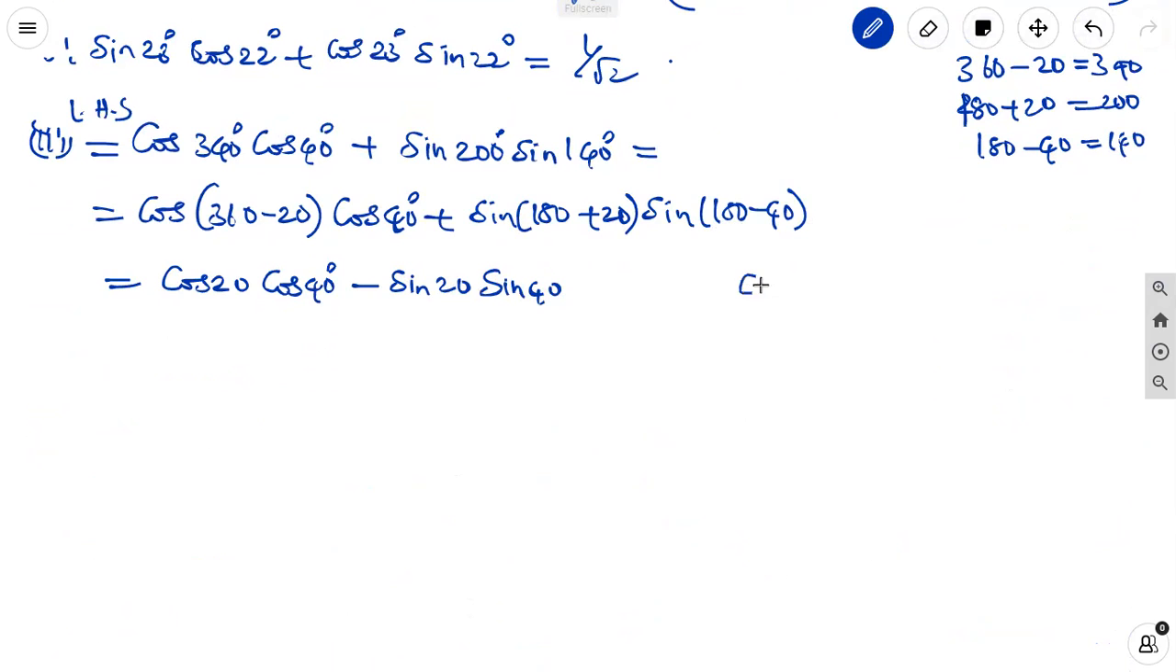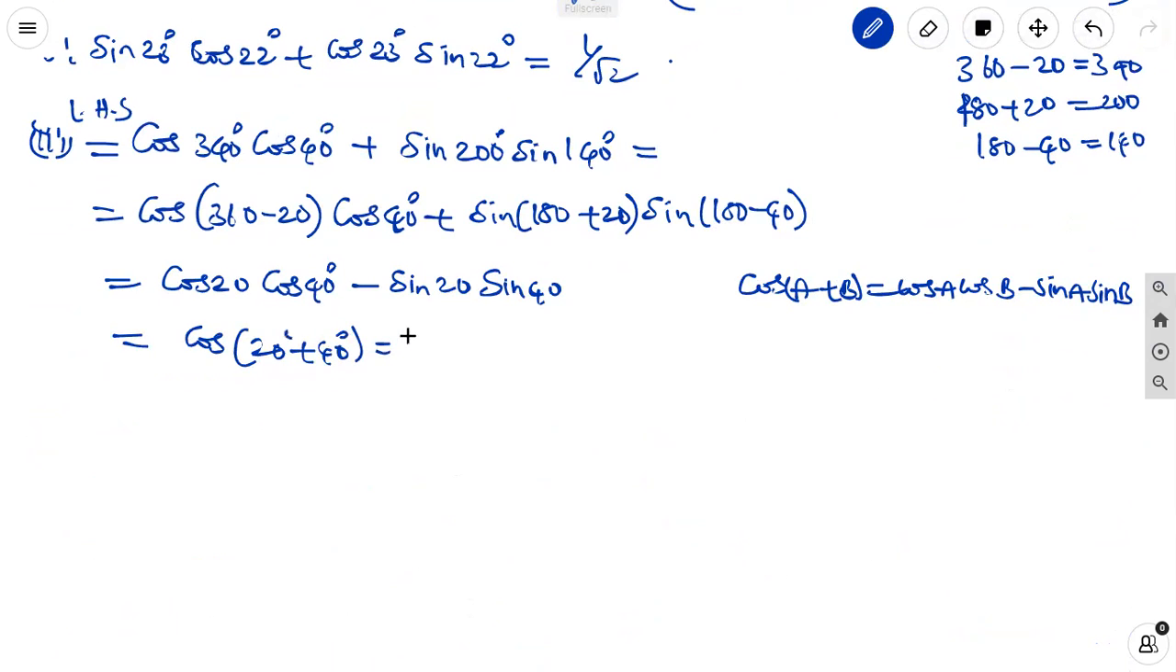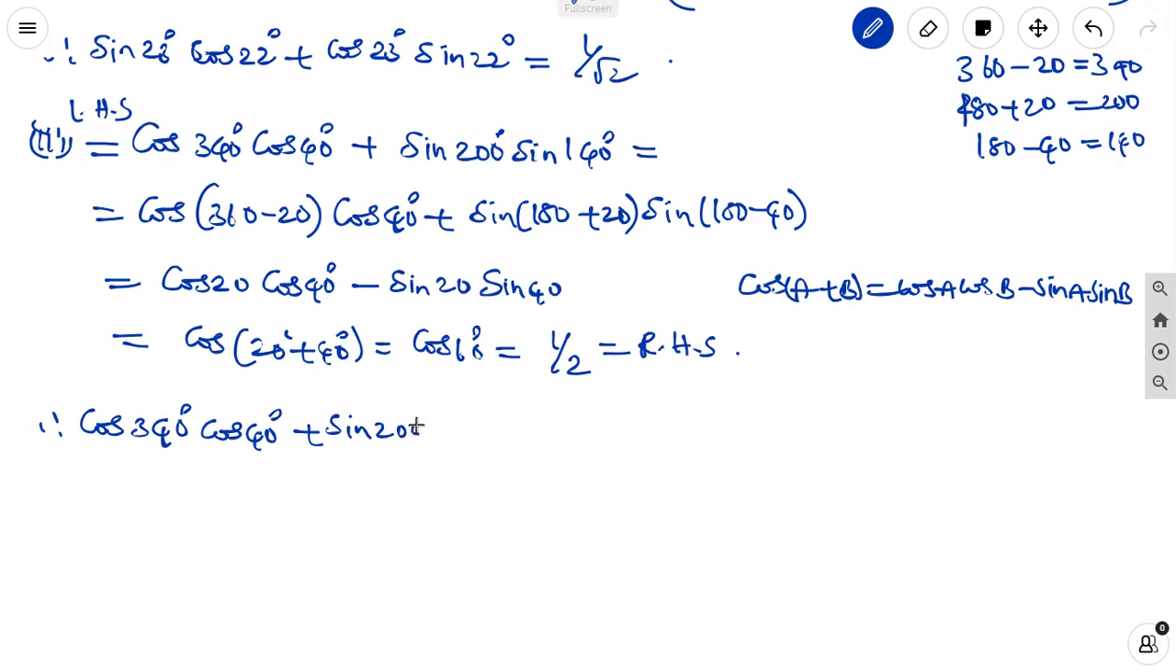And again, it is in the form of cos of A plus B equal to cos A cos B minus sine A sine B. So here it is cos of 20 plus 40 degrees equal to cos 60 degrees. Cos 60 degree value is 1 by 2. That is RHS. Therefore, cos 340 degrees cos 40 degrees plus sine 200 degrees sine 140 degrees is equal to 1 by 2. It is the third one.